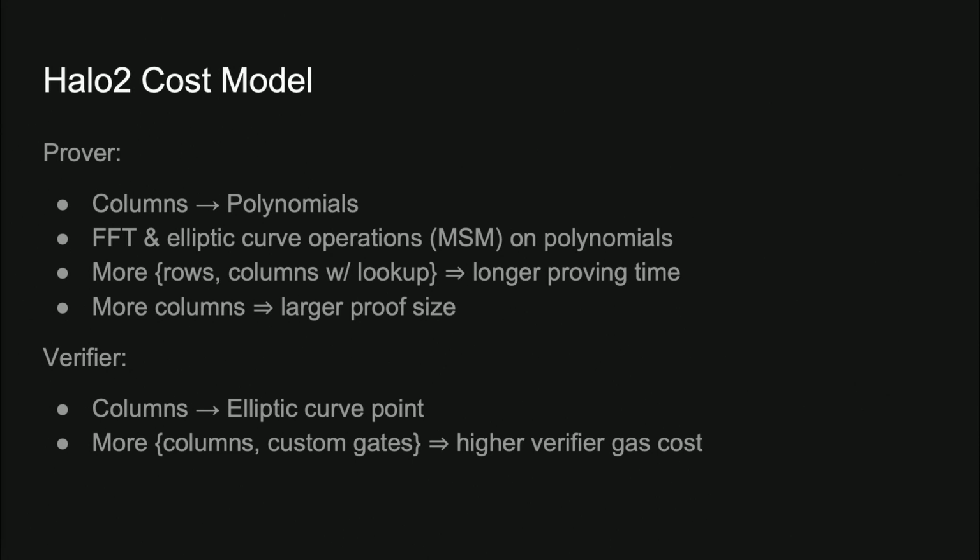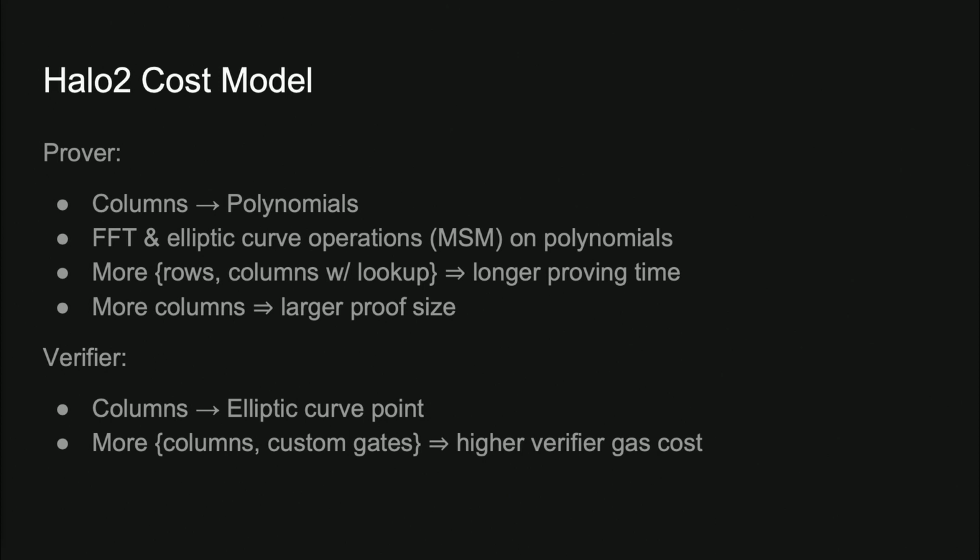But roughly speaking, more rows and also more columns that have lookup arguments enabled means a longer proving time. Meanwhile, more columns will mean a larger proof size. And then the verifier receives the columns basically as KZG commitments, which are just some elliptic curve points. And there, the cost model is basically that if you have more columns and also more custom gates, this means a higher verifier gas cost.